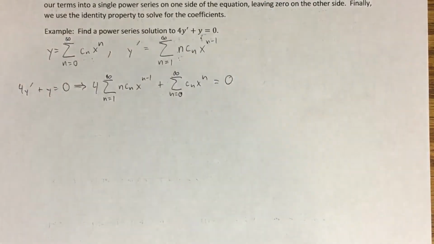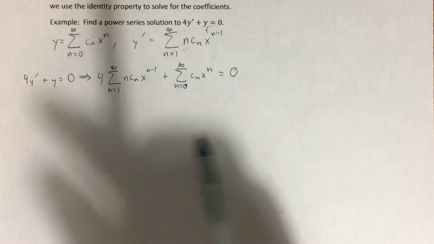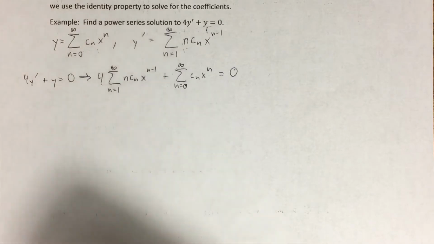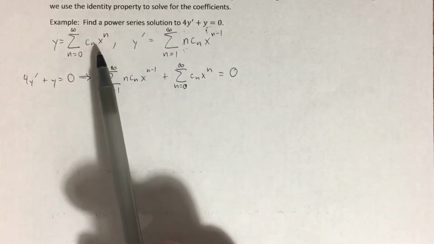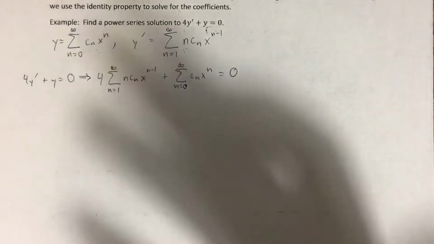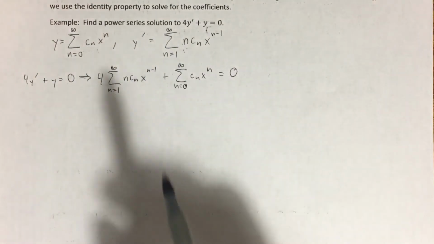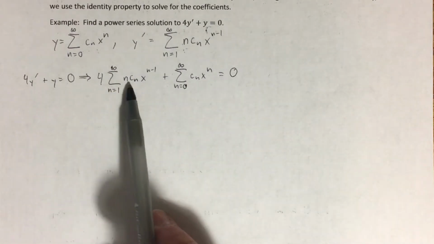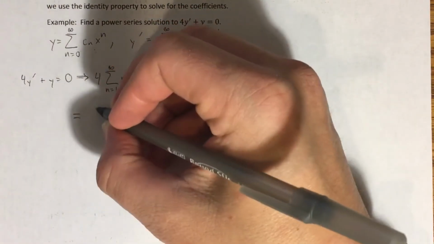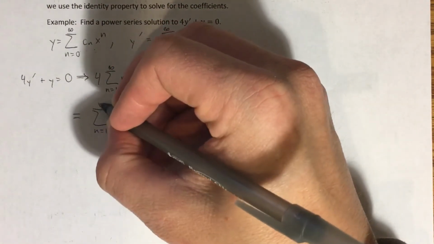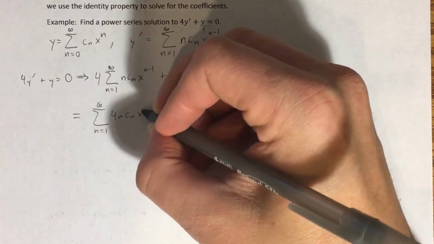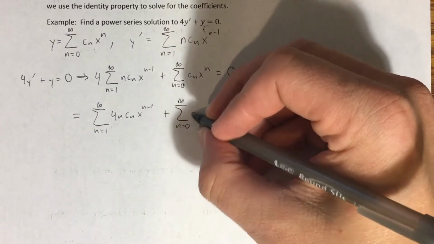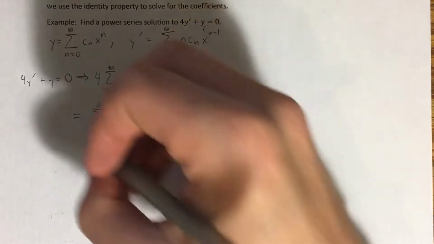Now, before I can do any solving here, remember the goal is to determine what those coefficients are. What do the cn's look like? Because if I can find the cn's, then I can take this general power series and give it a more explicit form. I can say exactly what it looks like, and that would be my solution. But to do that, I need to start by combining these two series into one somehow. So first of all, I can multiply in that 4: the sum from n equals 1 to infinity of 4n cn x to the n minus 1, plus the sum from n equals 0 to infinity of cn x to the n, equals 0.